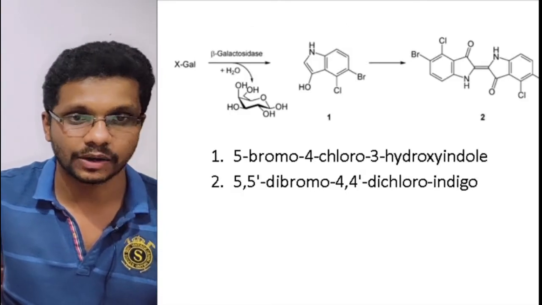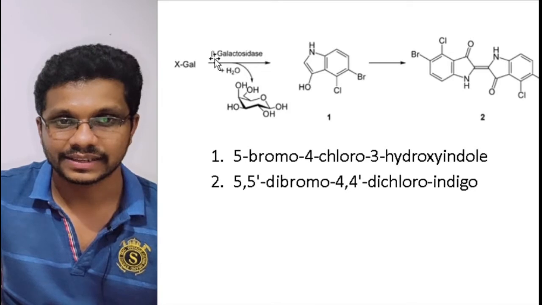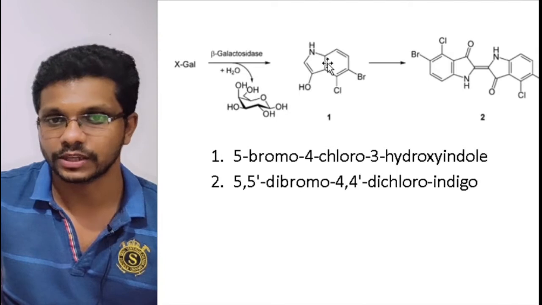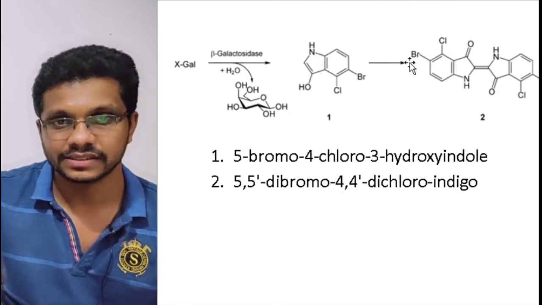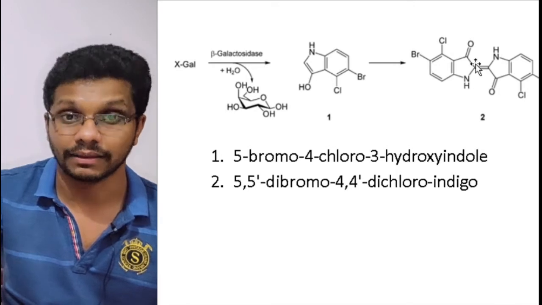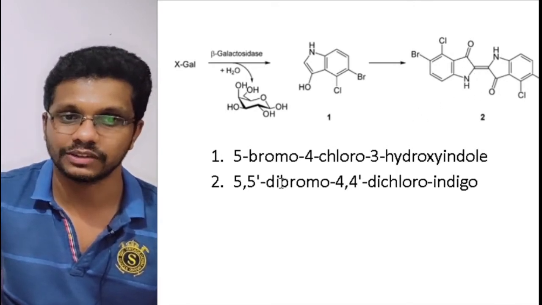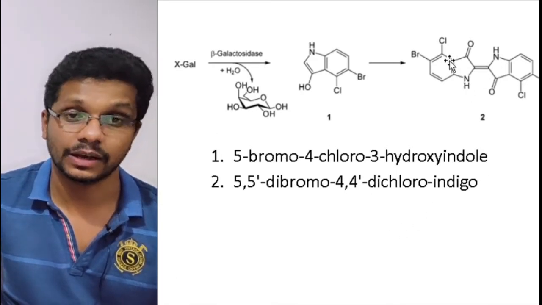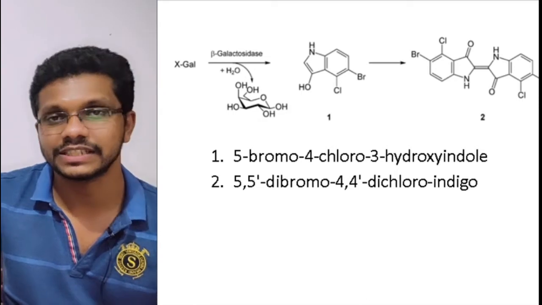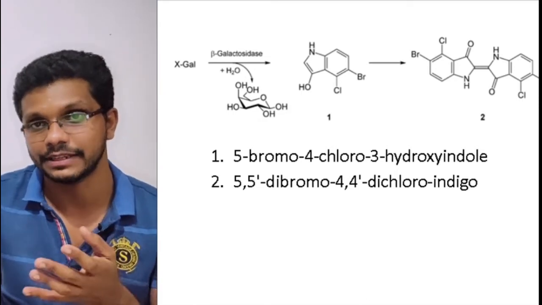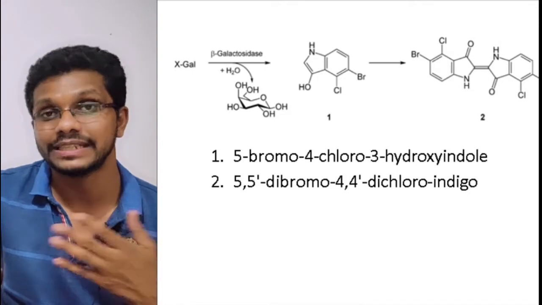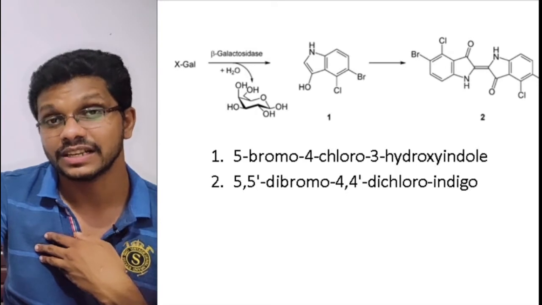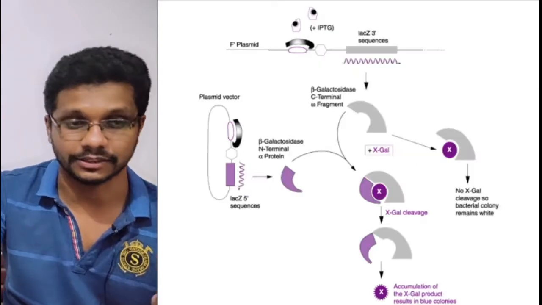Okay, so this is how it happens. X-gal is cleaved by the functional beta galactosidase. First it is converted into 5-bromo 4-chloro 3-hydroxy indole, then non-enzymatically it is converted into a colored compound. The second one is the blue colored compound, which is called 5,5'-dibromo 4,4'-dichloro indigo. So that's how the cell becomes blue in color. If our medium has X-gal and IPTG, the cells producing beta galactosidase will be blue. If it is not producing beta galactosidase, it will be transparent or white.